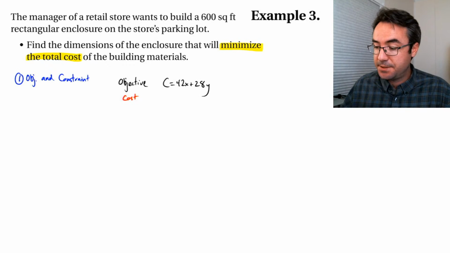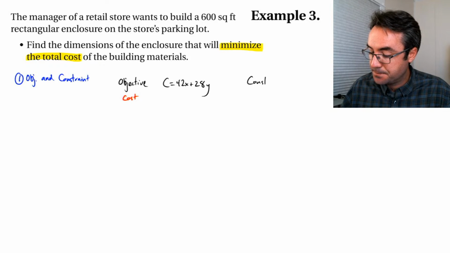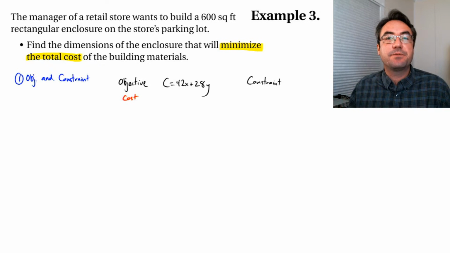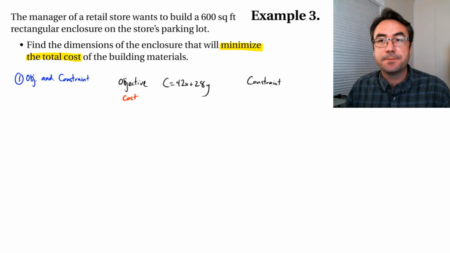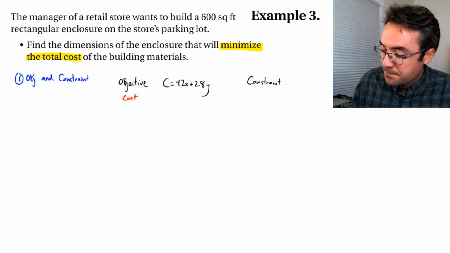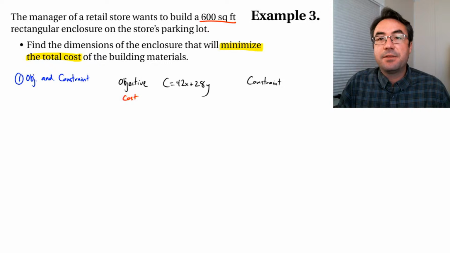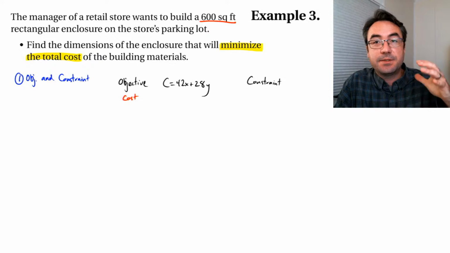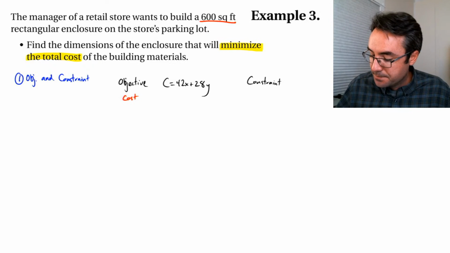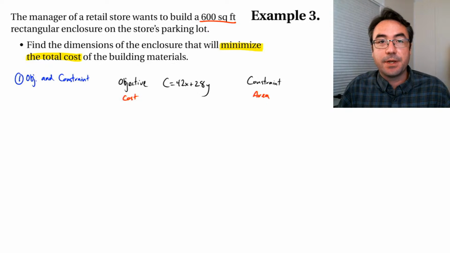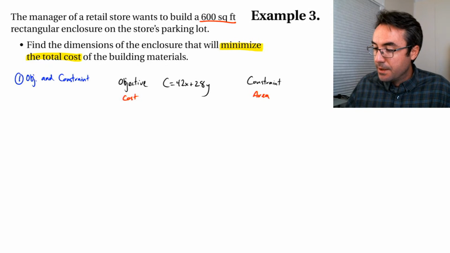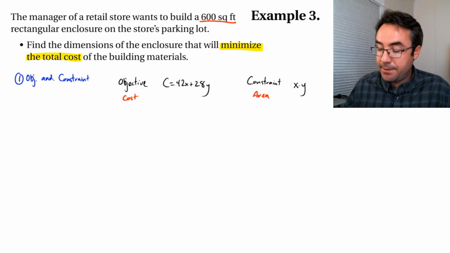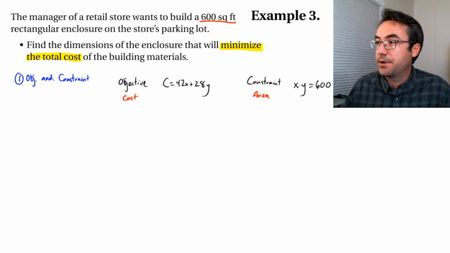Now our constraint, that's the other equation we want. This provides some limitation for our variables x and y. So if we look at this, we're limited by the fact that our enclosure needs to be 600 square feet. So that provides the constraint, the limitation. So we're limited by the area. So our constraint equation then, we know the area of a rectangle is x times y, but this needs to be equal to 600.